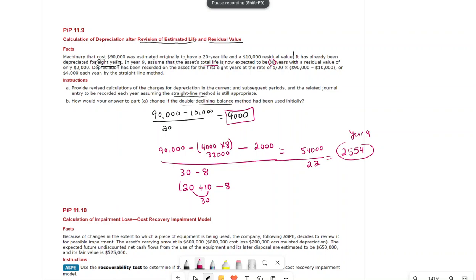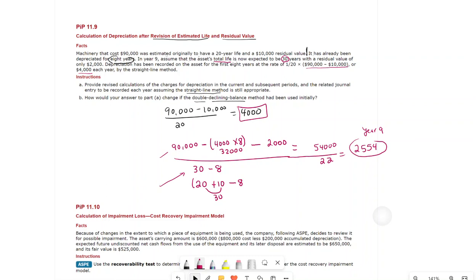They also showed you how they got the 4,000, but I redid it. So that's your first one. In other words, you don't go back retrospectively, you do it prospectively. You adjust the life from the period that you became aware that there is a change in estimated life or change in residual value.